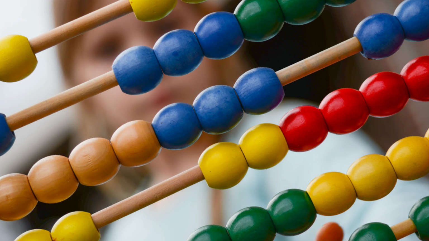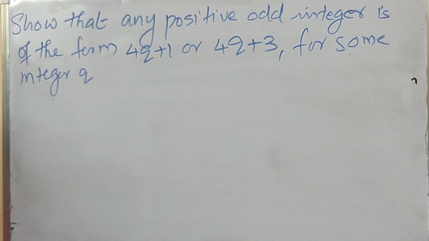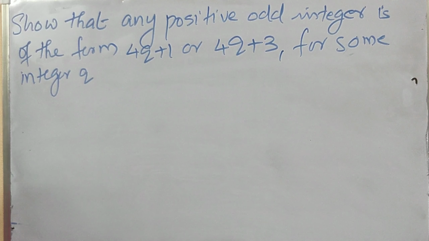Now we can do some questions based on Euclid's division lemma. The question is, show that any positive odd integer is of the form 4q + 1 or 4q + 3 for some integer q. So we are going to show that any positive odd integer is of the form 4q + 1 or 4q + 3 for some integer q. For that we can apply Euclid's division lemma.